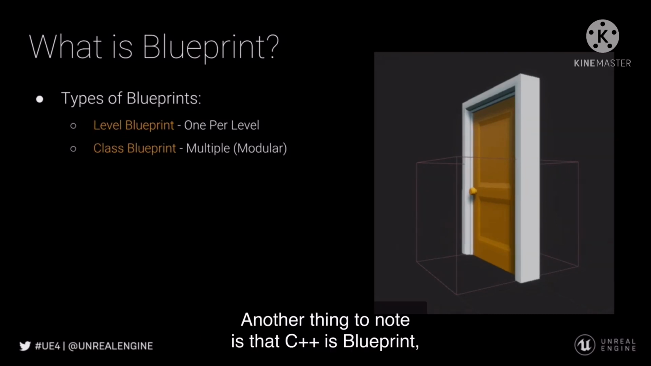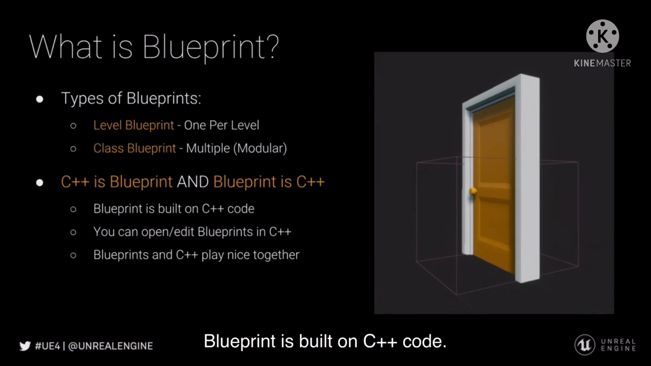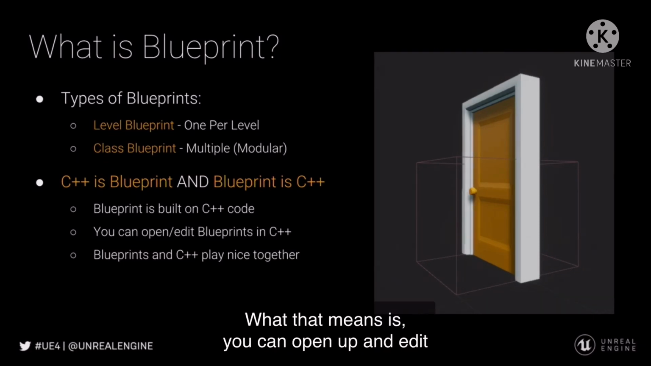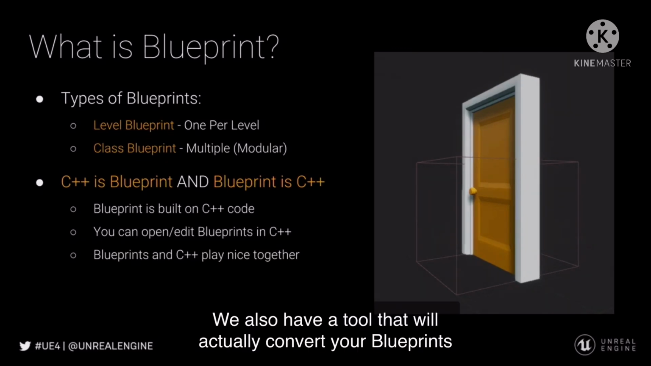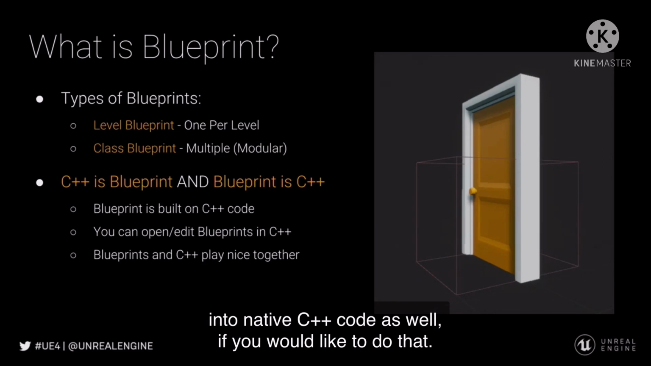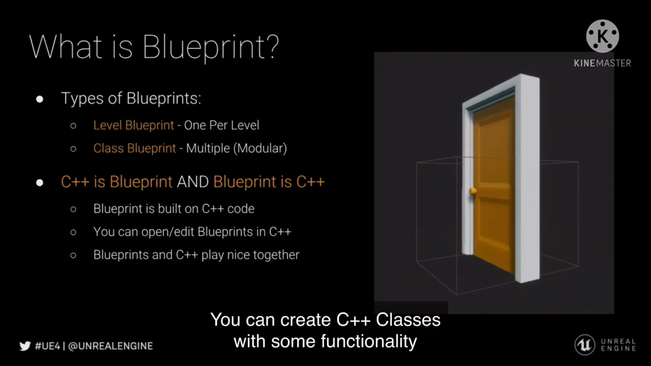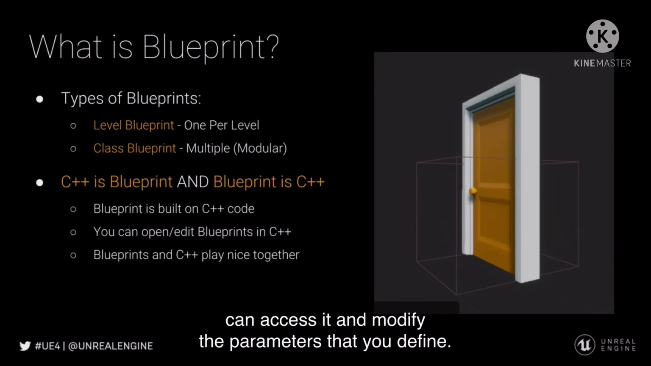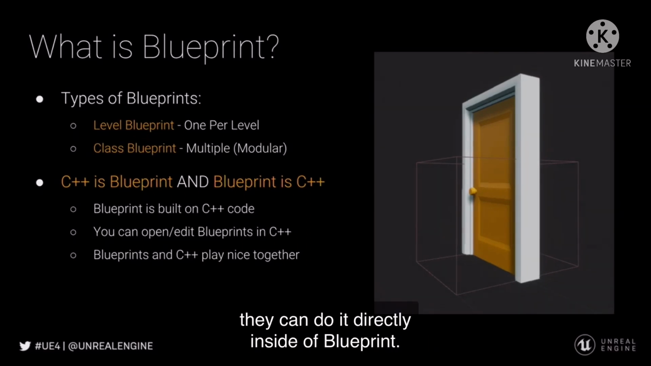Another thing to note is that C++ is Blueprint and Blueprint is C++. And what I mean by that is Blueprint is built on C++ code. The backend for Blueprint is rooted in C++. So what that means is you can open up and edit blueprints in C++ if you desire. We also have a tool that will actually convert your blueprints into native C++ code as well if you'd like to do that. The other thing that is great is that blueprints and C++ work well together. So you can create C++ classes with some functionality and expose certain parameters to Blueprint so that your non-programmer types can access it and modify the parameters that you've defined. They'll be able to do this without having to touch any code. They can do it directly inside of Blueprint.